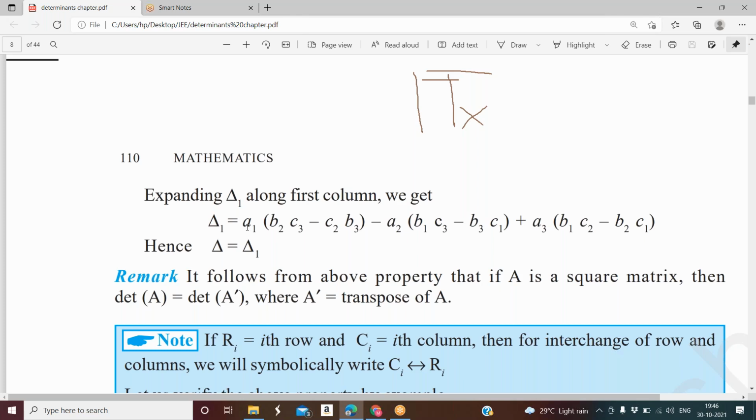Actually, this property follows from the property that if A is a square matrix, then determinant A is equal to determinant A transpose, right?